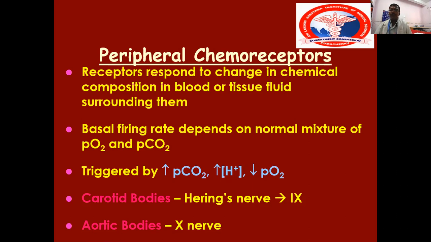So whenever there are changes in the blood carbon dioxide concentration or oxygen concentration, or increased hydrogen ion concentration, these receptors get stimulated and send signals via the glossopharyngeal nerve, the ninth nerve, to the respiratory centers. And the aortic bodies send input to the 10th nerve. Finally, both the 9th and 10th nerves convey to the respiratory centers. That respiratory center then modifies or alters the respiration.